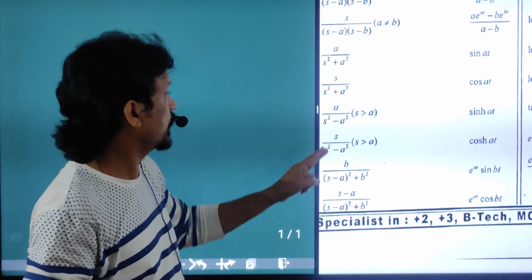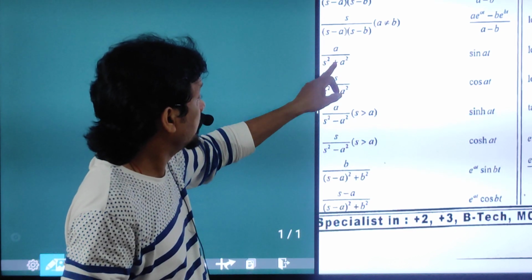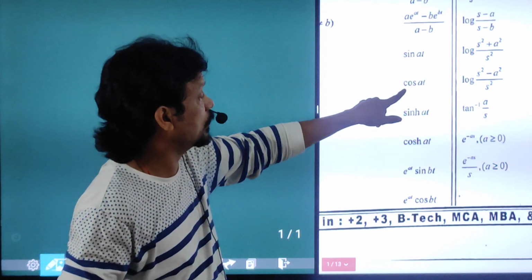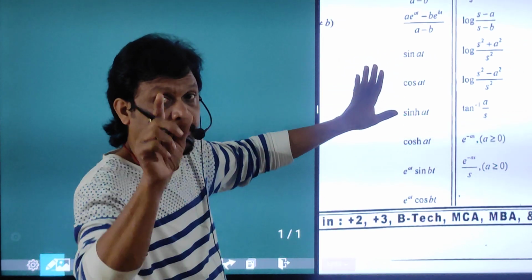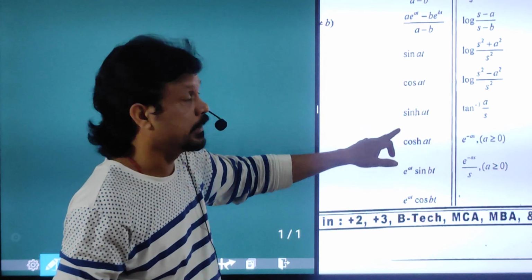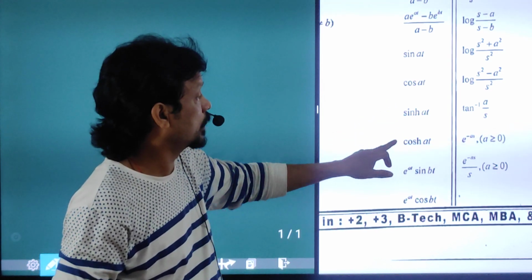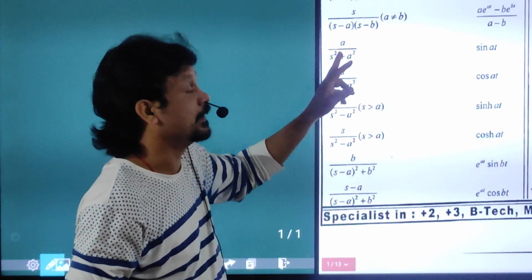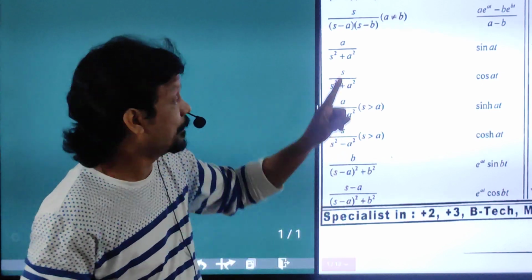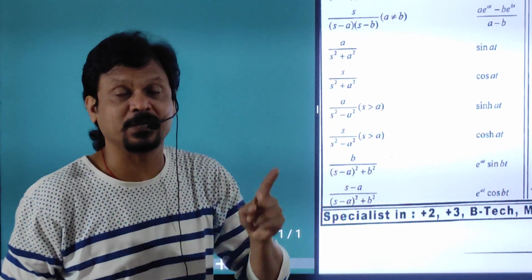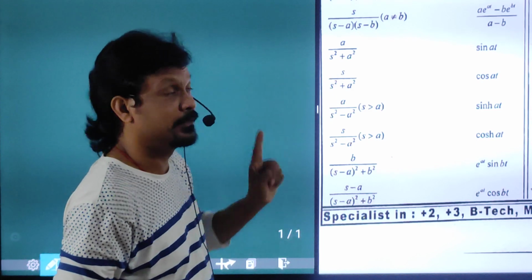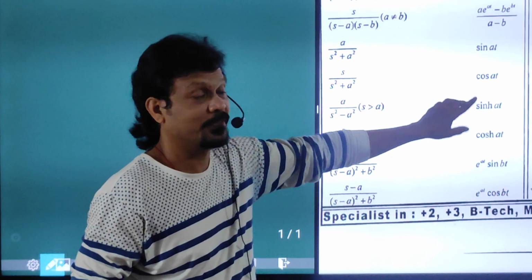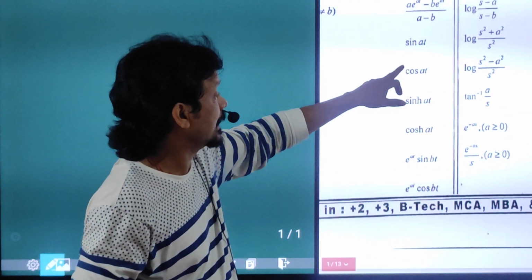If plus is there, then you should write a trigonometric function: sin at, cos at. If minus is there, then you should write a hyperbolic function. Again, the very important point is that if a constant is there in the numerator, then you should write sine. And if a variable is present in the numerator, then you should write cos. So here, sine and cos.